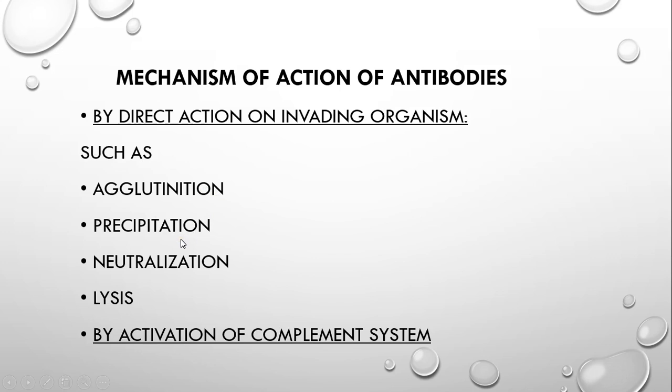Precipitation: the antigen antibody complexes form insoluble larger material, which forms the precipitates of antigen antibody complexes. Neutralization: the antibodies cause the antigen to be ineffective. Its toxicity is neutralized. What is lysis? It is the breakdown of the cell membrane of the antigen.